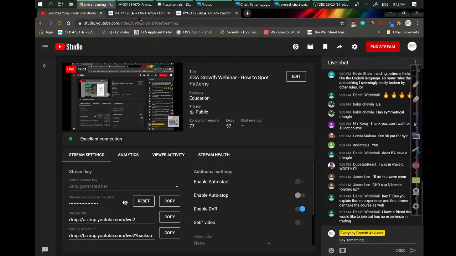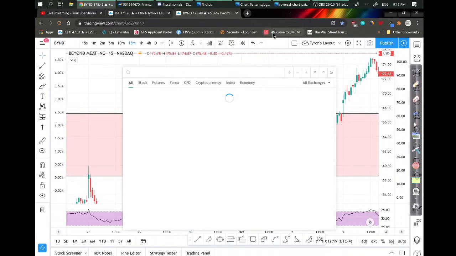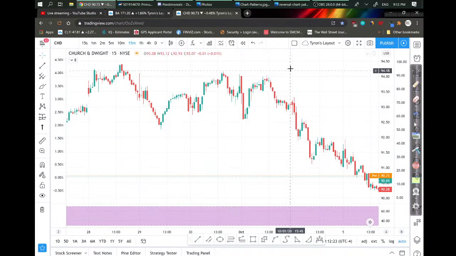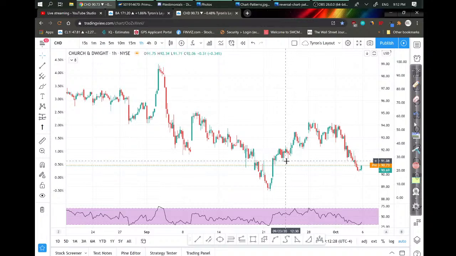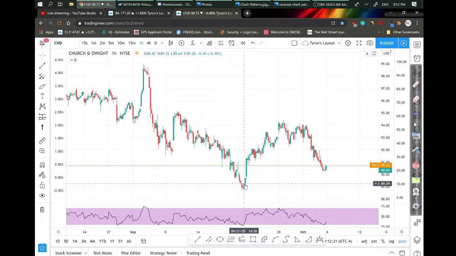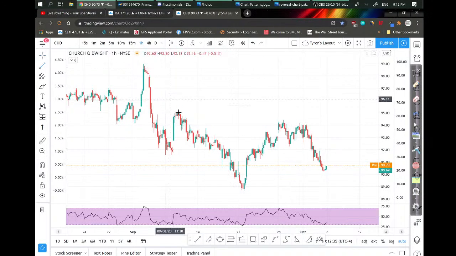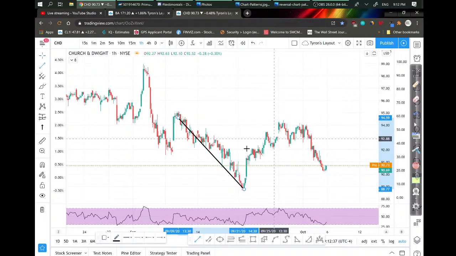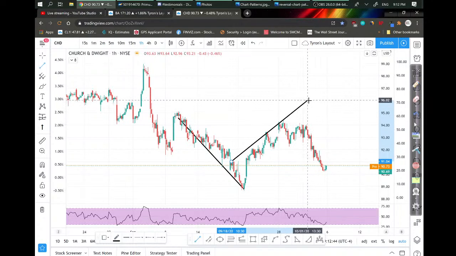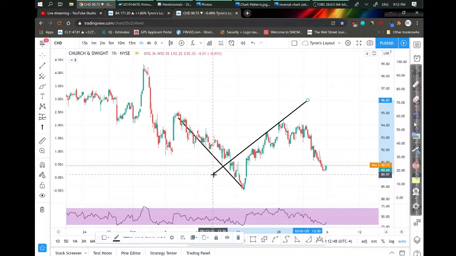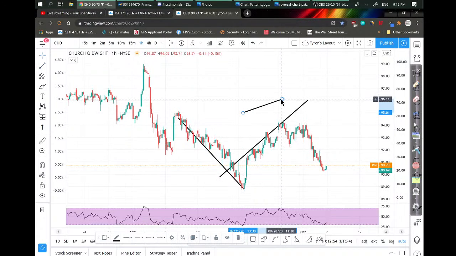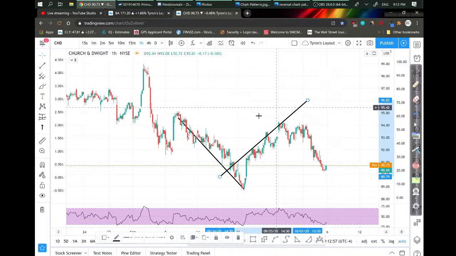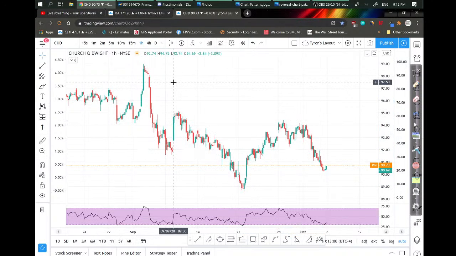Cup and handle forming on CHD. Let's have a look. Nah, this is not a cup and handle. It was kind of a flag, right? This is more like a flag. Well, actually, it's not even a flag at this point. This is just a weird pattern here, right? I'm not gonna try and figure this out right now. You gotta look at it a bit more carefully here. This is a weird setup.